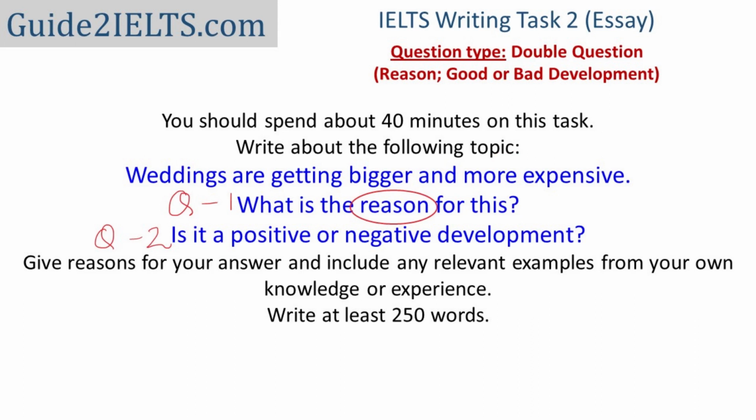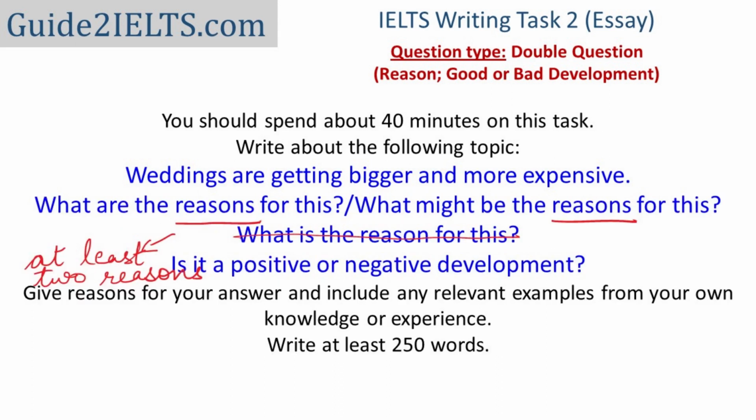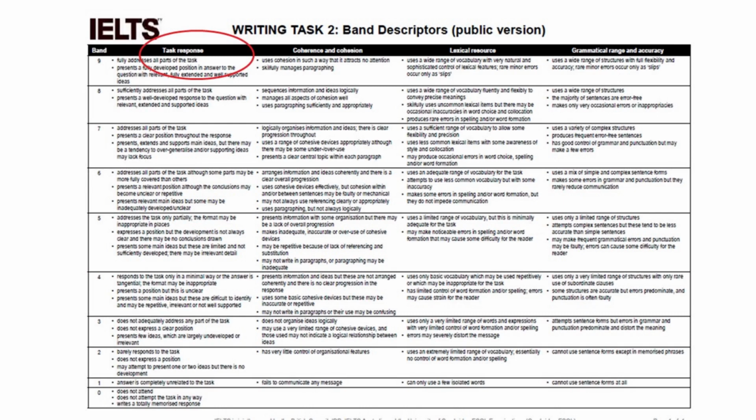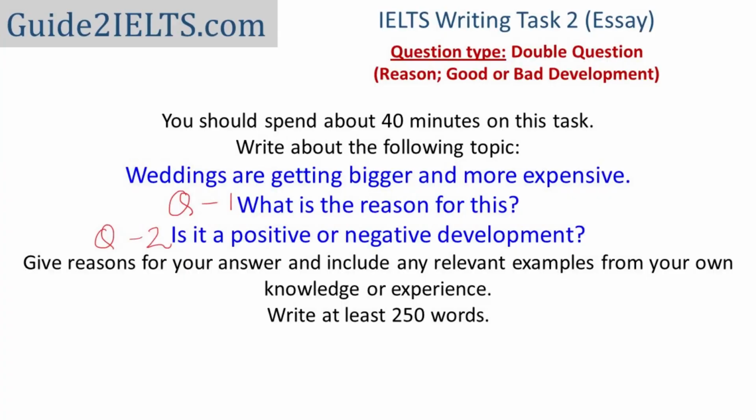First, what is the reason? Because the word used here is reason and not reasons, it is acceptable if you give only one reason. If this had instead been, what might be the reasons for this, or what are the reasons for this, it would have been crucial to write at least two reasons to ensure that the Writing Task 2 assessment criteria of task response are met. After answering the first question, we have to answer the second question.